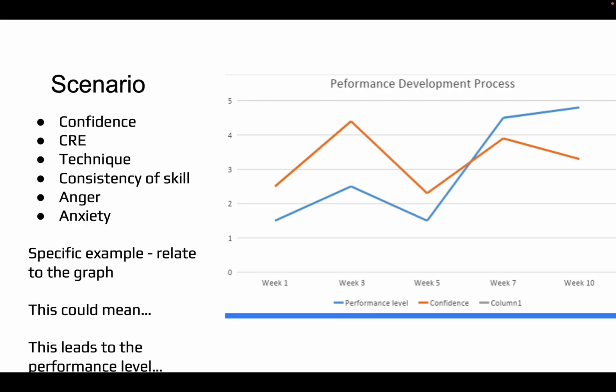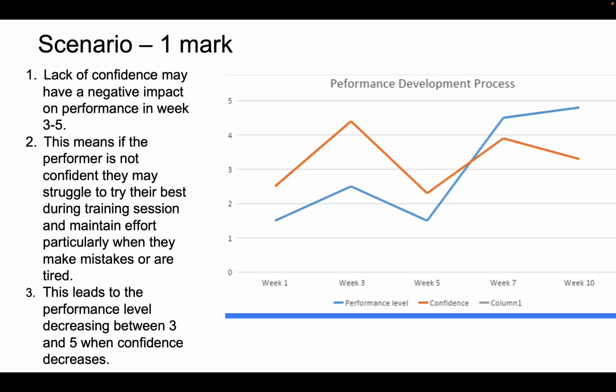So what we're going to do is we're going to give a specific example and relate this to the graph. We're then going to give the implication, so what could this mean? And then we're going to say, what does it lead to? We're going to give the impact that it has on the performance level. So here's an example of 1 mark.